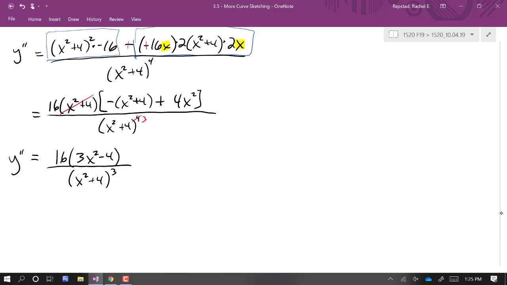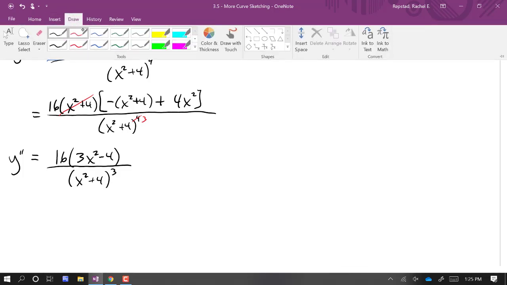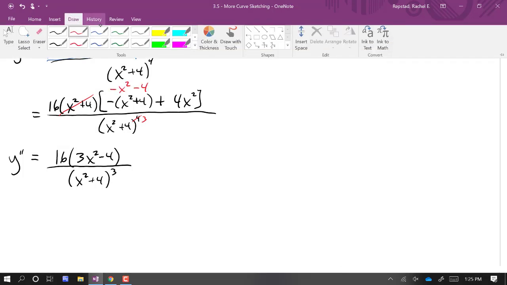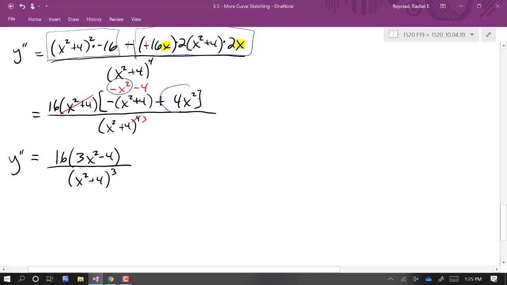Questions? Where did you get that 3x squared from? So in the line above, if you distribute this negative, you have minus x squared minus 4, and then I just combined this minus x squared and that plus 4x squared.